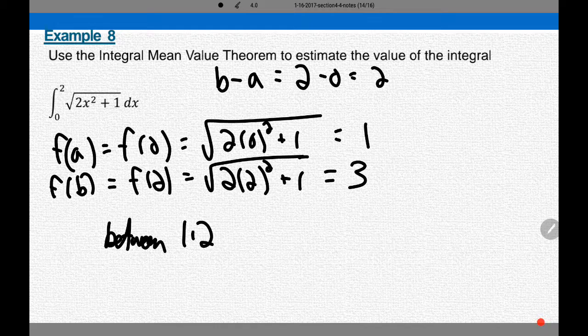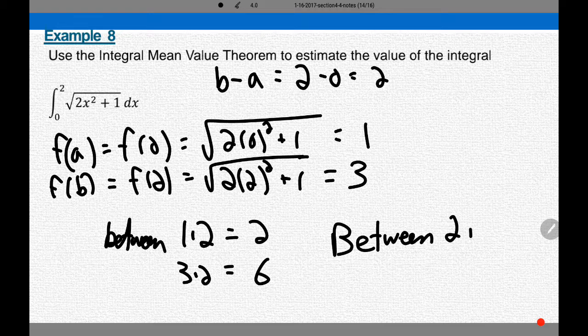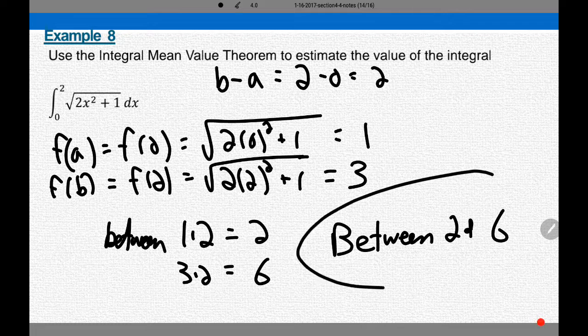and 3 times 2. So it's between 2 and 6. And that gives us a way to estimate the value of the integral. So some of them, if we don't have a way to work it out yet, we can actually solve where it's between.